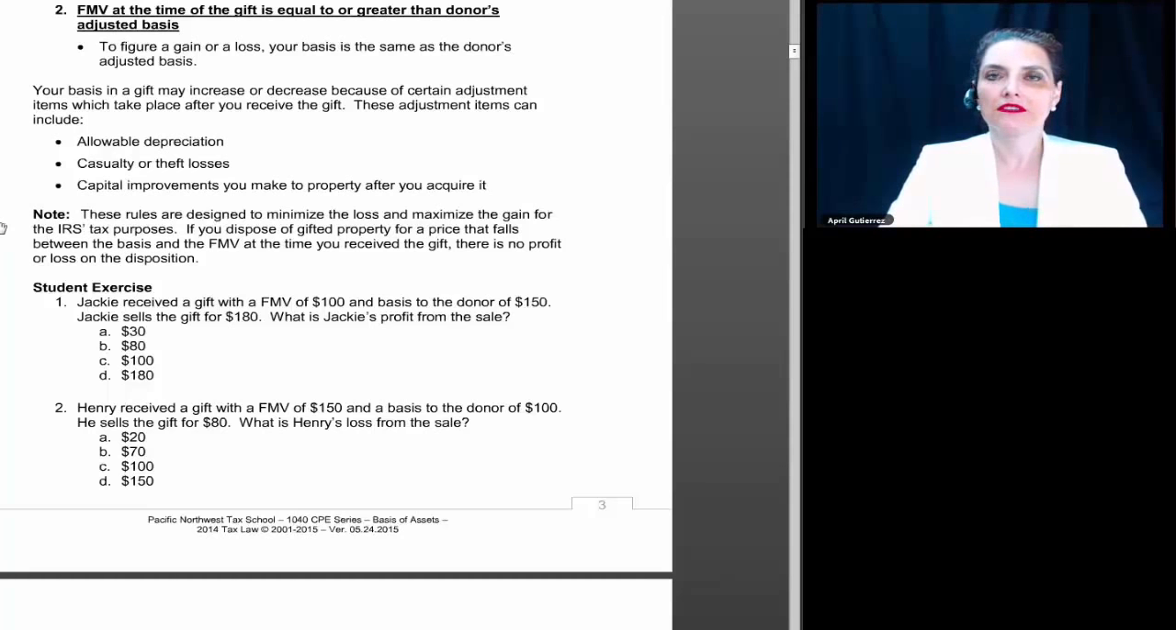You should note that the bottom line purpose behind these rules is that they are designed to minimize loss and maximize gain for IRS tax purposes. So if you dispose of gifted property for a price that falls between the basis and the fair market value at the time you received the gift, then there is no profit or loss on the disposition.